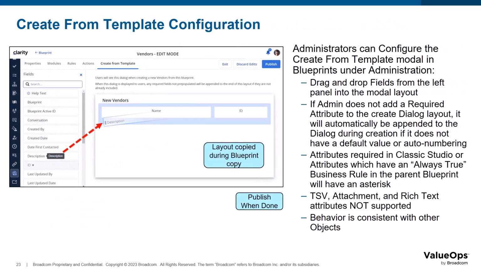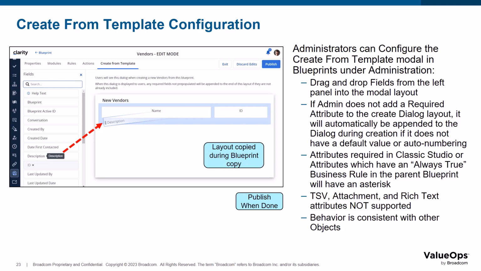To configure the Create from Template dialog in your blueprint, you just navigate onto the Create from Template tab. And you'll just drag and drop attributes from the left pane onto your Create layout. Any attributes that are required either in Classic Studio or which have an Always True Business role in the parent blueprint will have an asterisk next to them in the list here.